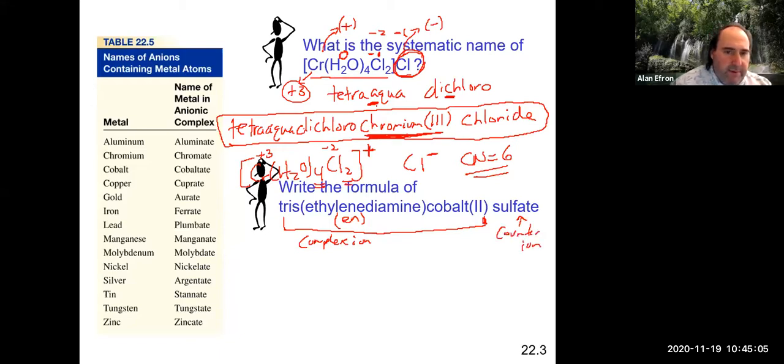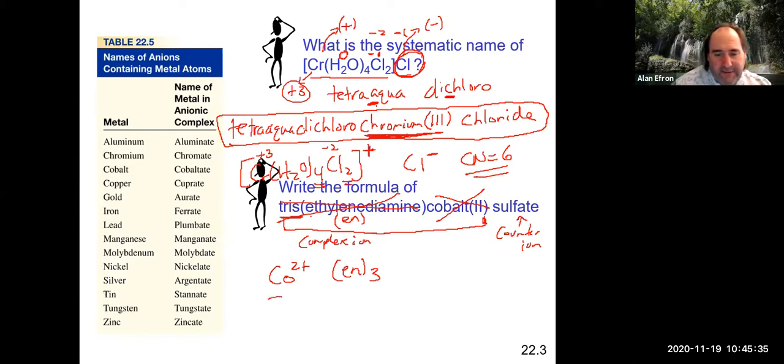So really just kind of building everything we have here from the name. We have a cobalt-2. So cobalt-2 means it's a cobalt with a +2 charge. We have tris, which is 3 ethylenediamine. So that basically means we have 3 of these guys. And again, you don't have to write out the formula. You can just use EN. And that's basically our complex ion part.